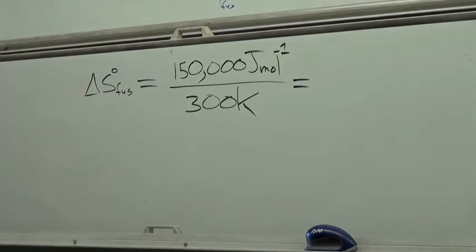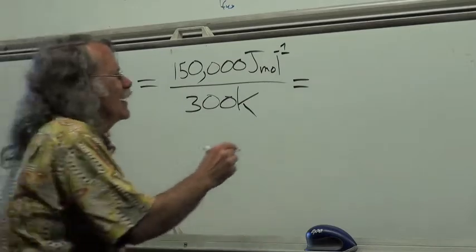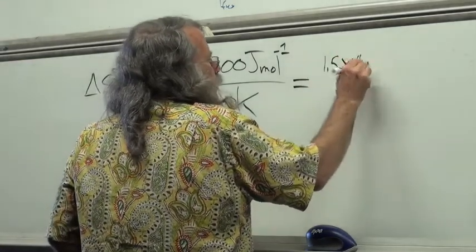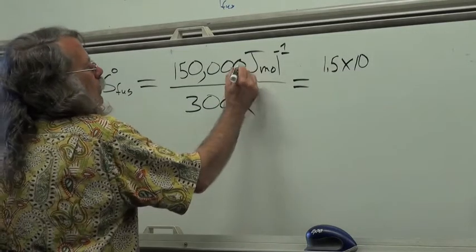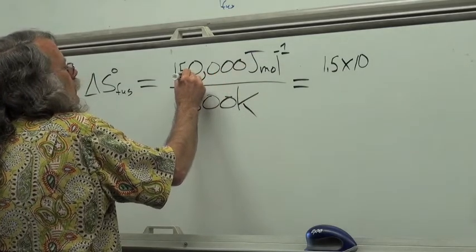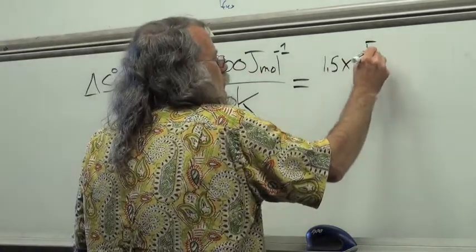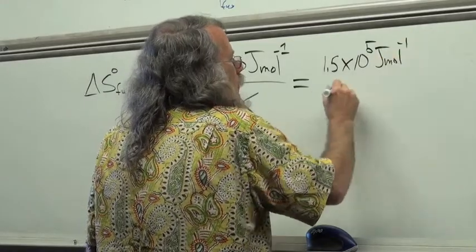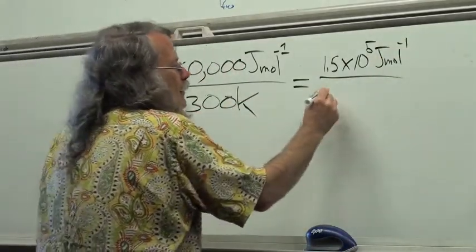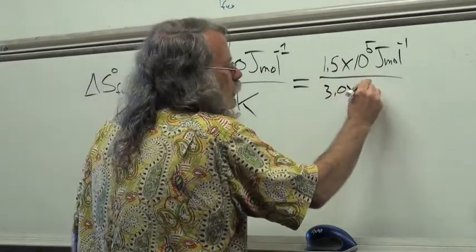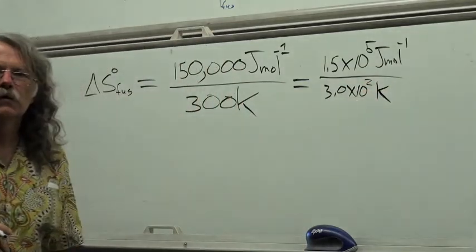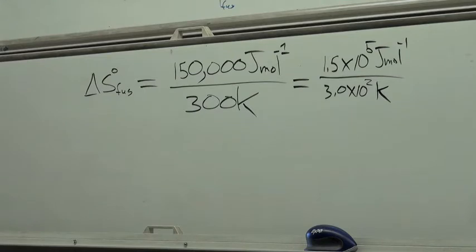I'm going to convert this to scientific notation, like 1.5 times 10 to the what? 1, 2, 3, 4, 5 joules per mole, divided by 300 K, I can go 3.0 times 10 to the 2. Or 15 times 10 to the 4th would be easier. Yeah, I like that. It'd be even better. Let's do that.